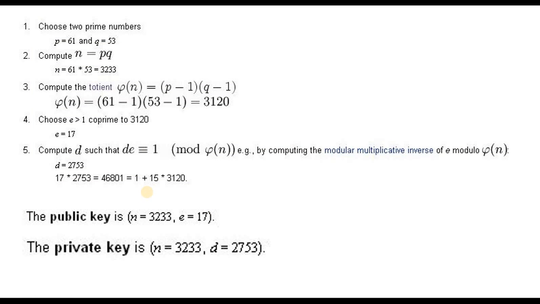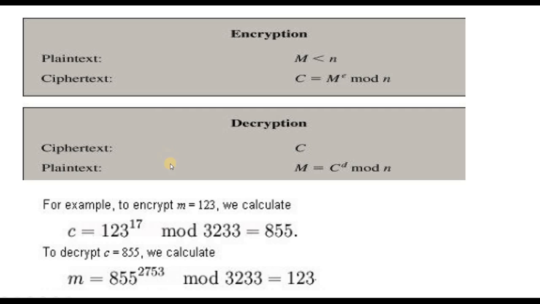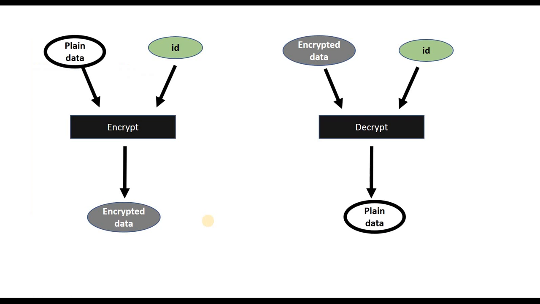A small example for this is explained in this slide, and an example for encryption and decryption can be seen here. If we have the plain text M, we can encrypt it using M power E mod n. For the decryption operation we do C power D mod n, where C is the ciphertext. I have shown an example there. So this is the working of the RSA algorithm.